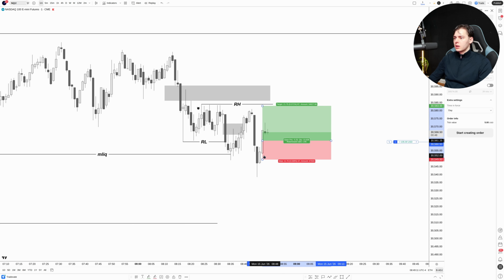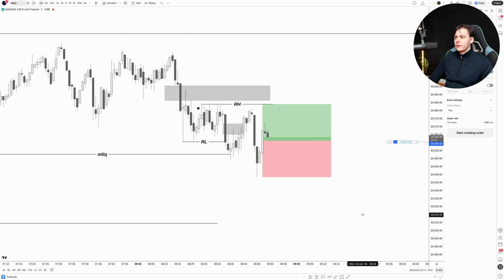I 100% forgot to set up the entire position. So the position tool, we're just going to put the stop loss in here for now, and let's just put it in here. That's fine to take for now, and then later on I'll just be adjusting it.